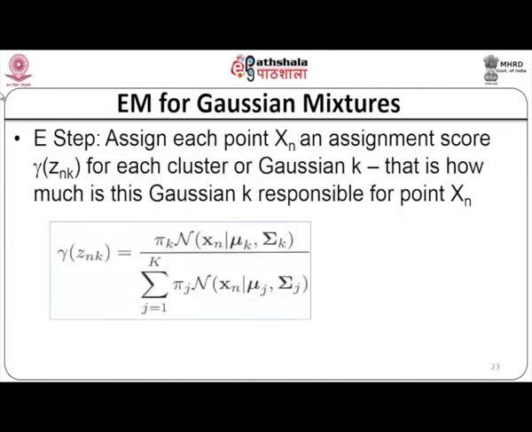Essentially, what we are doing is assigning each point xn an assignment score for each cluster or Gaussian k, that is, how much this Gaussian k is responsible for the point xn. This is calculated using the formula given below. This is a scoring formula; you could have used any scoring formula, but here we are using the mixture formula divided by the total. For the kth cluster, we take the mixing parameter, mu k and sigma k which you have guessed or got from the previous step, and then take the summation of that. Okay.